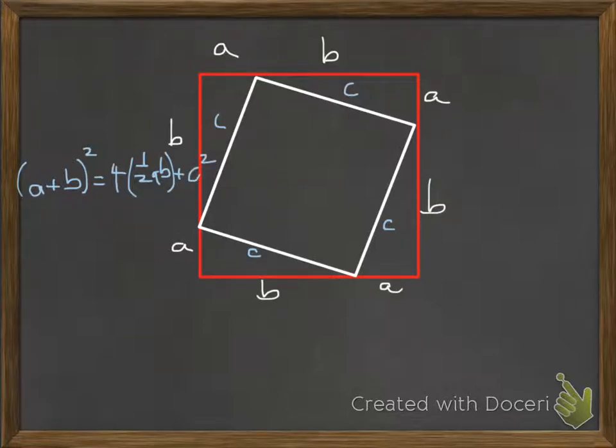Okay, and the reason I got 4 times half a times b is that half a times b is the area of one of your triangles, and there's 4 of them, so that's why you multiply it by 4. So let's see if these two balance out.